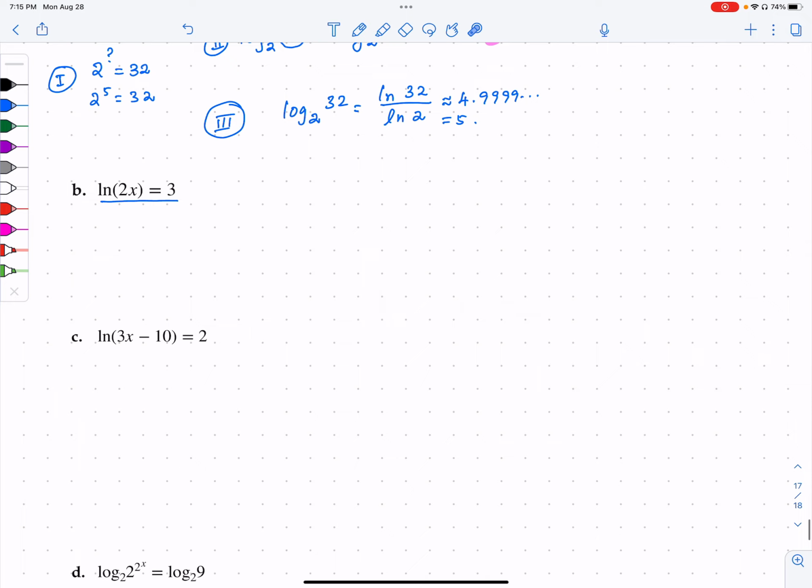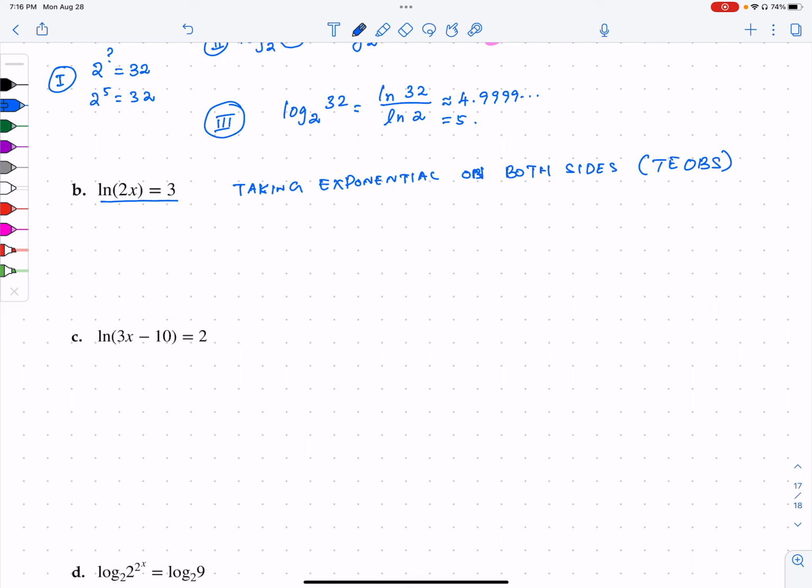Now here what we are going to do is take the exponential on both sides.